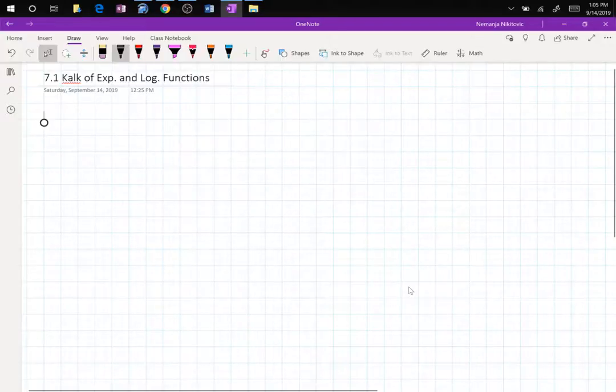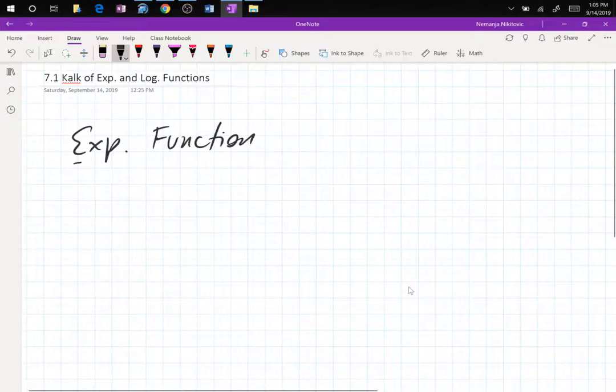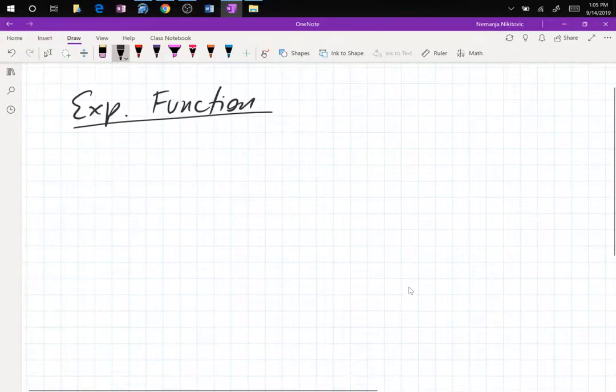So now let's start with the exponential function first, because that one is easier and more common than logs. But logs are very important and used a lot as well.